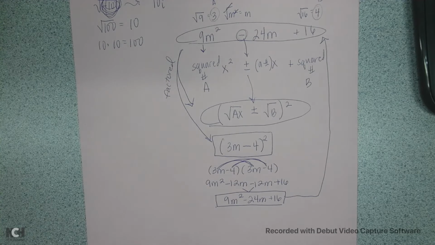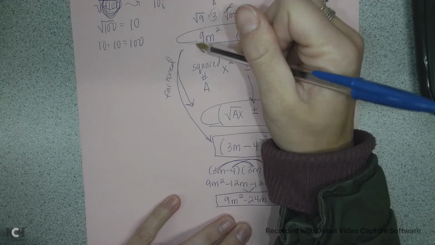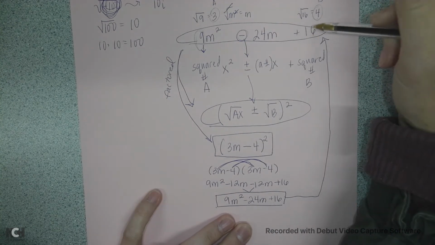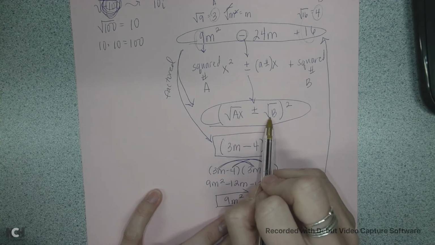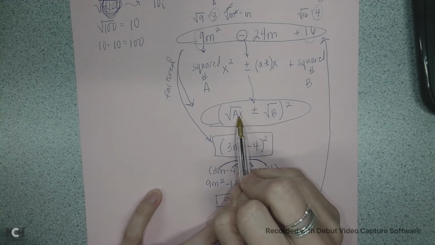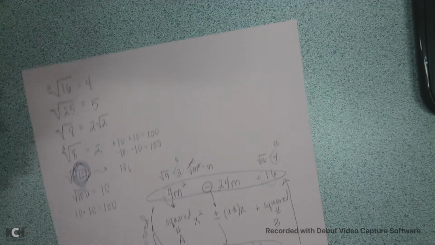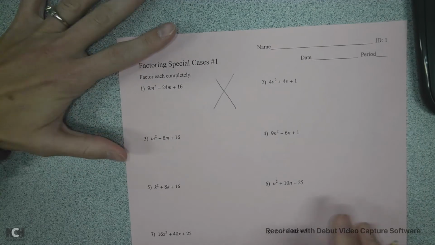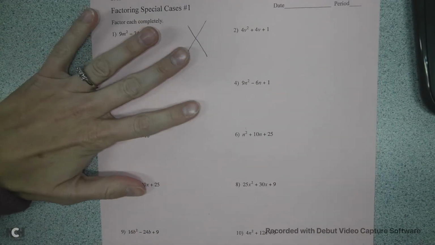Okay, so this shortcut or this trick works. So again, if the leading coefficient is a squared number and the ending number is a squared number, you take the square root of each of those with the letter in the first term, take the sign of the middle, and then it's factored. So I'll show you some on this side. We just did number 1. So let's look at number 2.